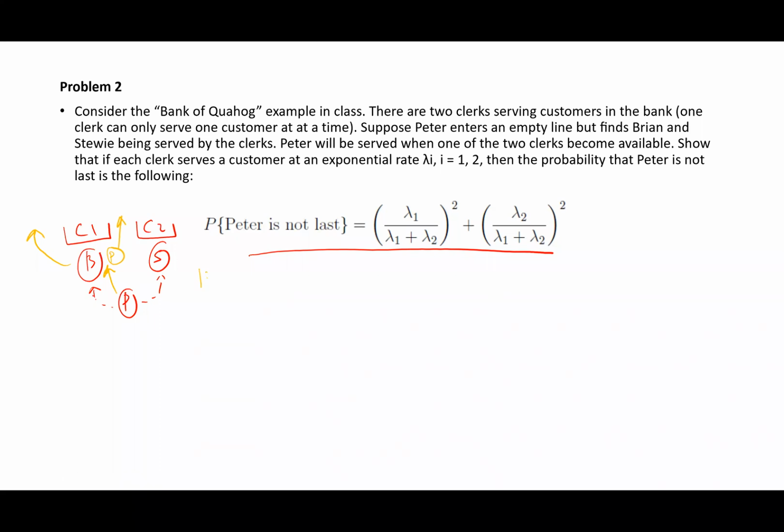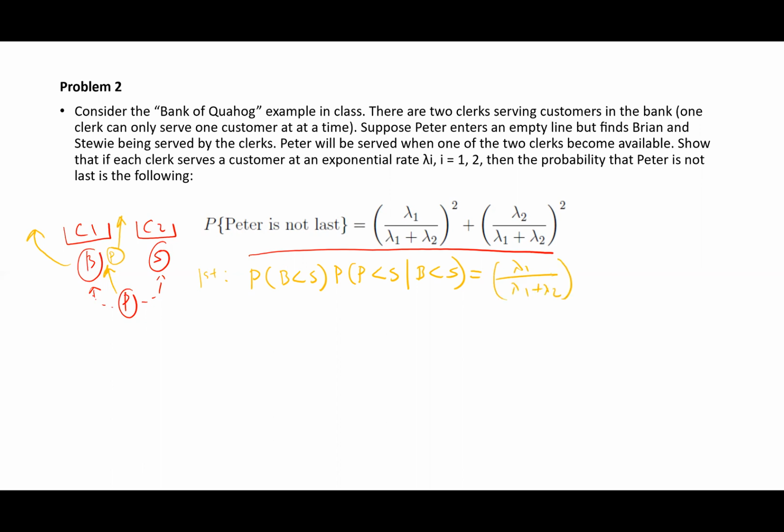The first scenario: we have to assume this is the probability that Brian finishes before Stewie. That's the first event that has to happen, and right afterwards, the probability that Peter finishes before Stewie, given that Brian has finished before Stewie. The first part, the probability that Brian finishes before Stewie, is just figuring out if one exponential is less than the other one. So that's going to be lambda 1 over lambda 1 plus lambda 2.